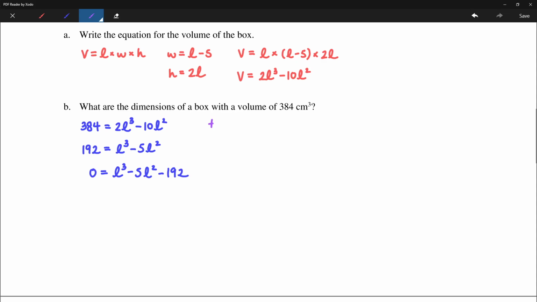So to save some time, I'm just going to try the one that works. We're going to try L minus 8. So that will be 8 cubed minus 5 times 8 squared minus 192. 8 cubed is 512. 64 times 5 is 320 minus 192. Of course, that's 0. So therefore, just like in the previous example, we have found one factor. In this case, L minus 8 is a factor.